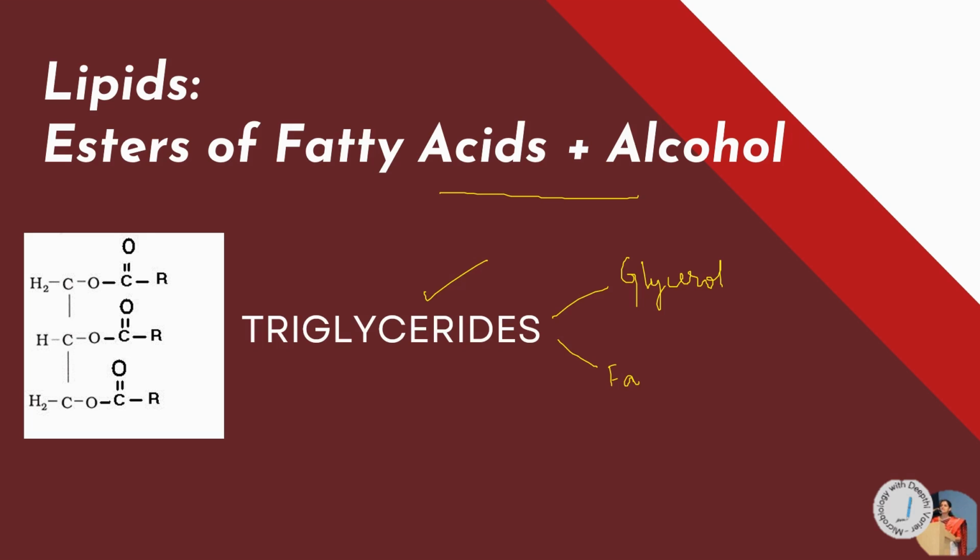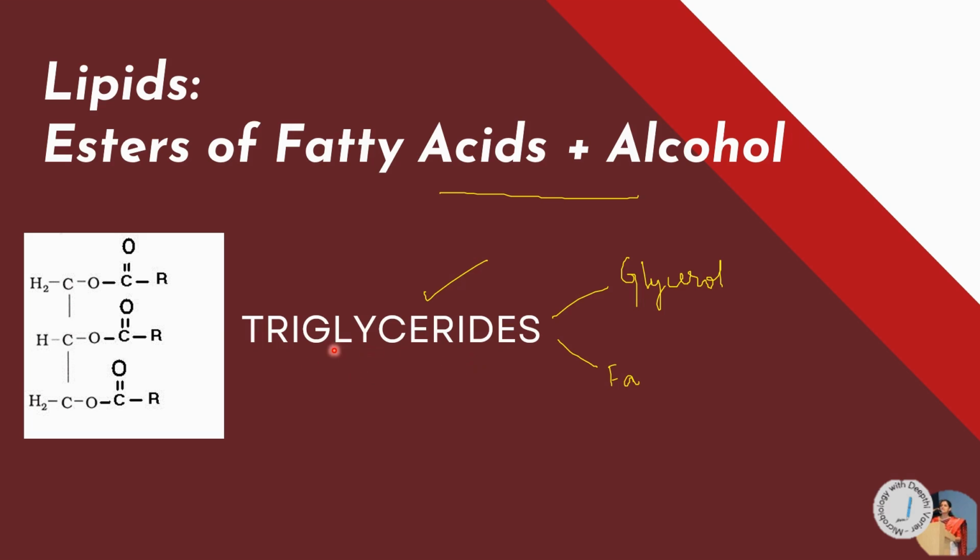So what you see as R over here could be the same molecule, or the R could be different. If the R is different, then we call it a mixed triglyceride and so on. But then triglycerides are a very common type of lipid that you find in nature, and they are in fact one of the major energy storage molecules as well. Now what we're going to see in this video is how the cell breaks down these triglycerides.